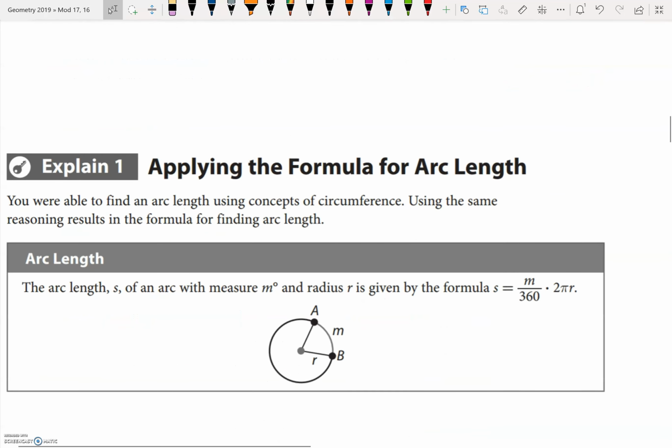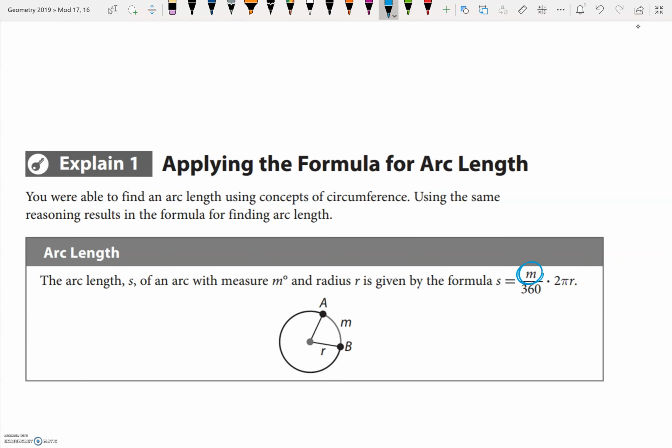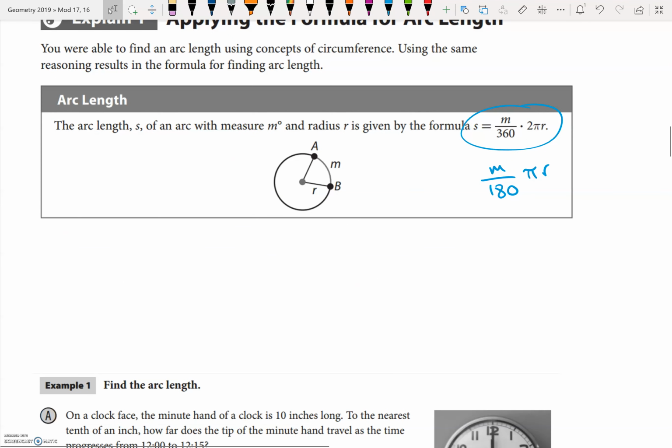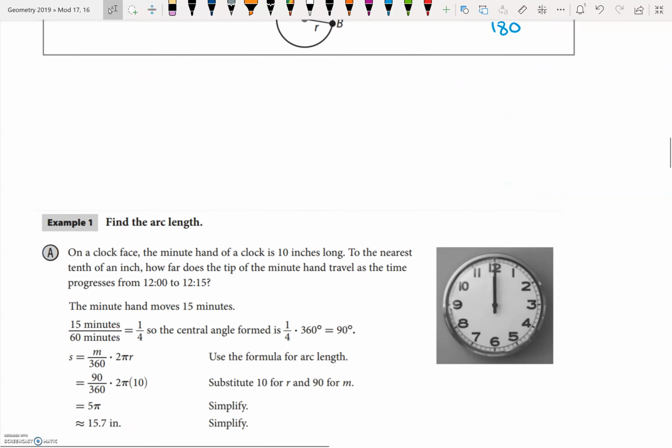So here it is. You take your m, which is your measure in degrees, how many degrees this is, divide it by 360, because that's your entire circle, and you multiply it by the circumference. This can be simplified, actually. This formula tells you exactly where it comes from, but we can simplify that as m over 180 times pi times radius. Either of those will be fine. I'm probably just going to keep it as m over 360 because at least we can tell where it comes from.